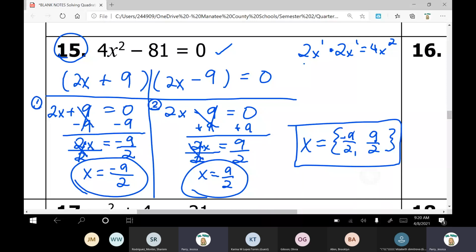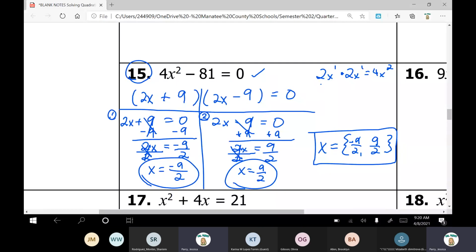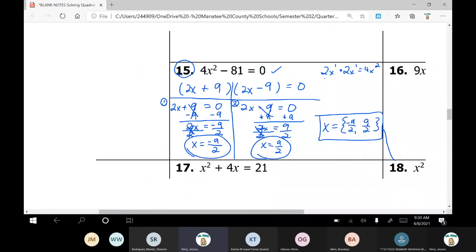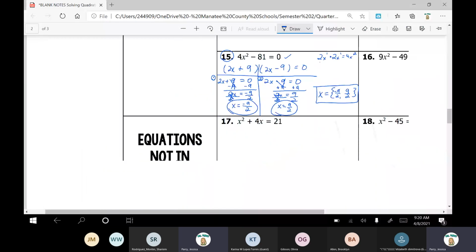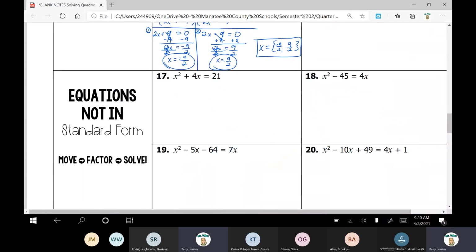Okay. Let's keep on going. Couple more questions. So far, all of the ones that we've done were in standard form. They were already equal to 0. But now we're going to work on equations that are not in standard form. So you're going to first need to move something, then you can factor, then you can solve it.